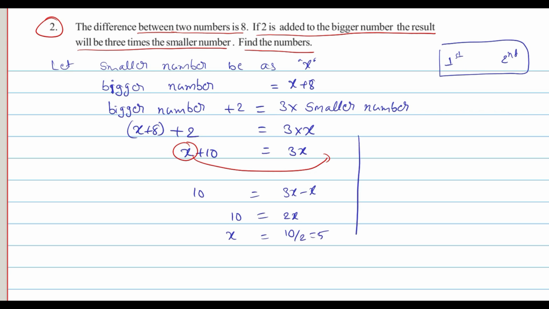From this, what did we get? We got the smaller number. Therefore, the smaller number x is equal to 5, and the bigger number x plus 8 is equal to 5 plus 8, which is 13. Okay, so these two are our required numbers.